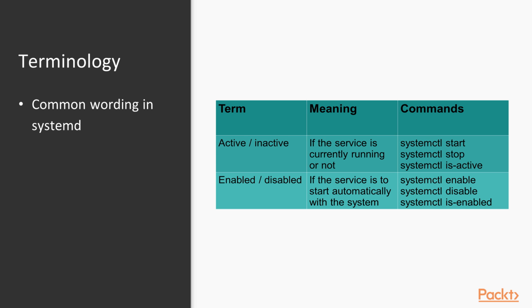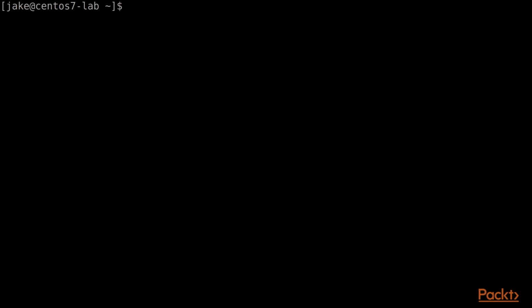Then we have the terms enabled and disabled. An enabled service means that the service will start automatically with the system. A disabled service will not start automatically. And the commands to enable or disable a service are systemctl enable and systemctl disable. And to ask the system if a service is enabled, we use systemctl is-enabled.